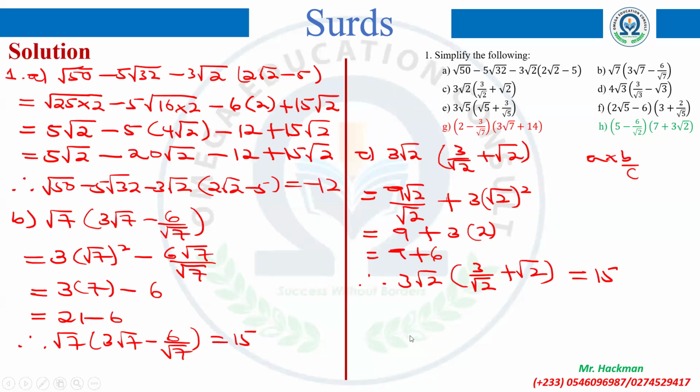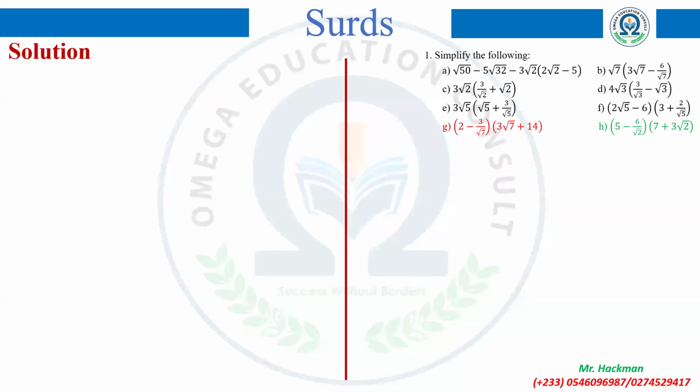Okay, so now let's look at F. With this you should be able to do the D and the E easily. So F, what are we given? We are given 2 root 5 minus 6 in one bracket, and in another bracket, we have 3 plus 2 over root 5. So again, we will try and expand and see. If after expansion you still have a surd in the denominator, then it will call for rationalization.